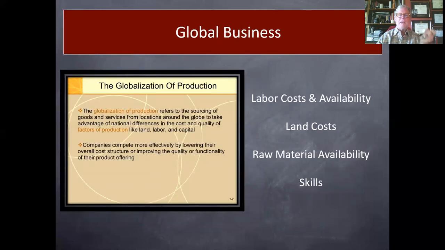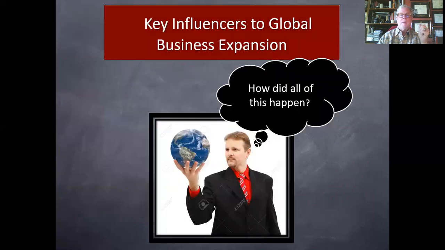So the globalization of production refers to the sourcing of goods and services from locations around the globe to take advantage of national differences in the cost and the quality of factors of production, like land, labor, and capital. So then companies compete more effectively by lowering their overall cost structure or improving the quality or the functionality of their product offerings. So again, some of the categories we're talking about are labor costs and availability, land costs, raw material availability, skills, and also the people that reside in those locations, their capability to do the work that's being planned.